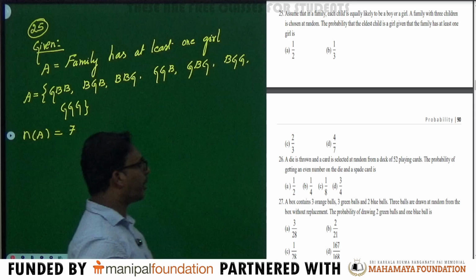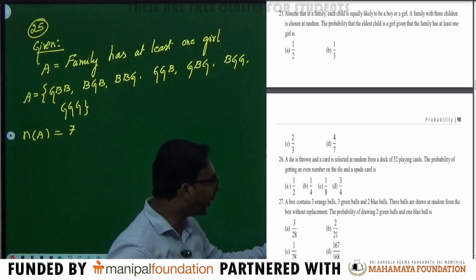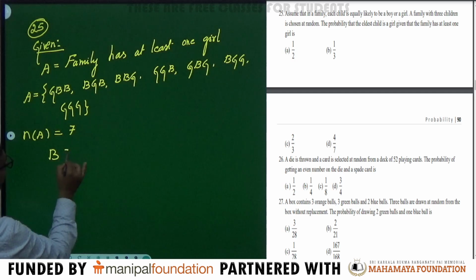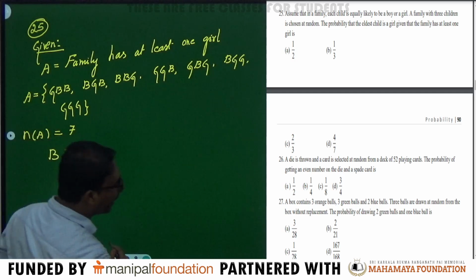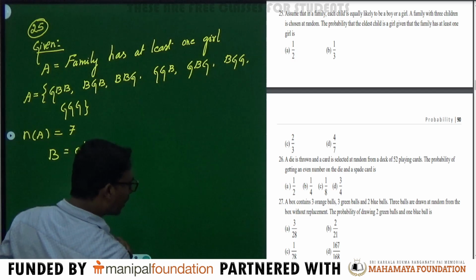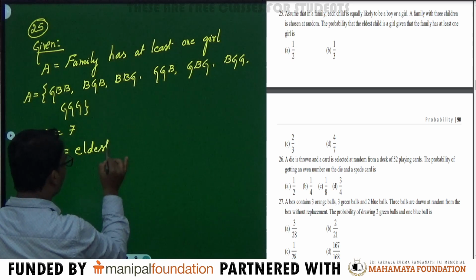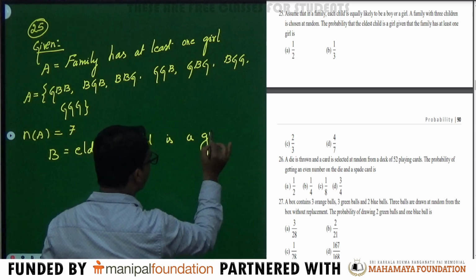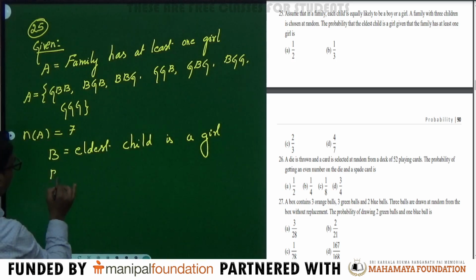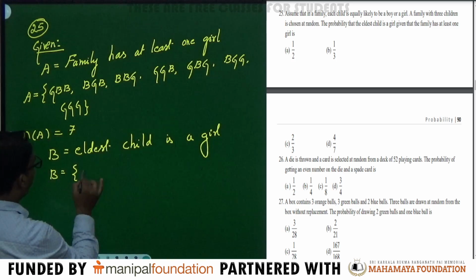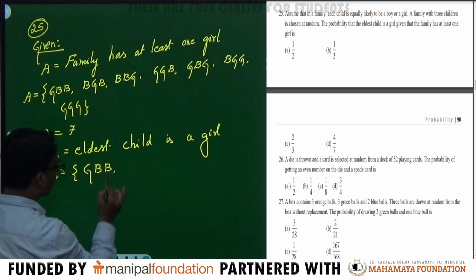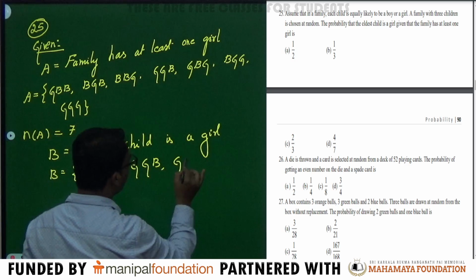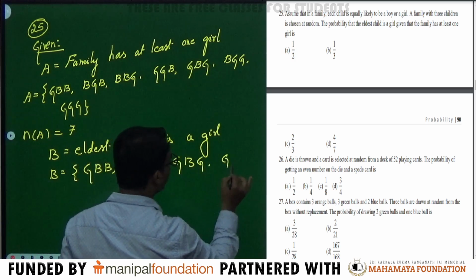For which event do we have to find the probability? We have to find the probability for the event B: the eldest child is a girl. Eldest means the first child is a girl. So what are the possibilities? It may be GBB, it may be GGB, or GBG, or it may be GGG.